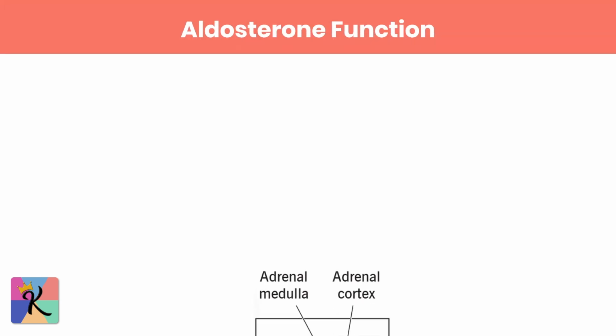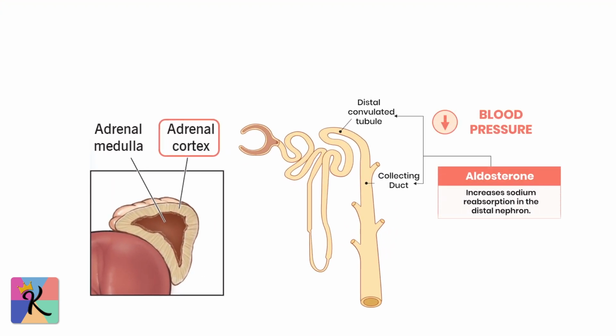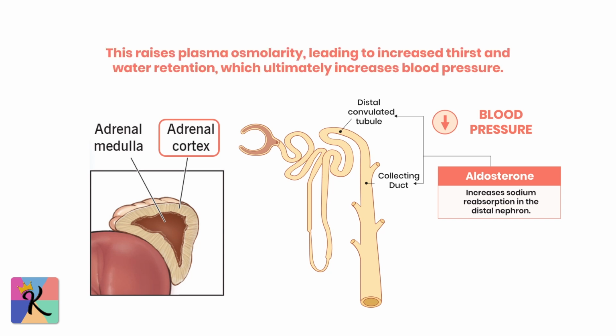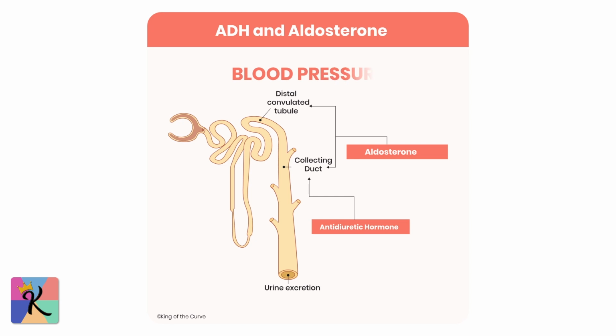Next, we have aldosterone, a hormone released by the adrenal cortex. When blood pressure is low, aldosterone increases sodium reabsorption in the distal nephron. This raises plasma osmolarity, leading to increased thirst and water retention, which ultimately increases blood pressure. ADH and aldosterone work together to regulate blood pressure. First, aldosterone increases sodium reabsorption, raising plasma osmolarity. This triggers ADH release, which increases water reabsorption. Together, these processes raise blood pressure by increasing plasma volume.